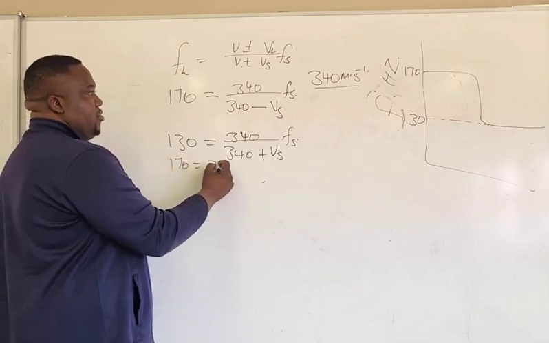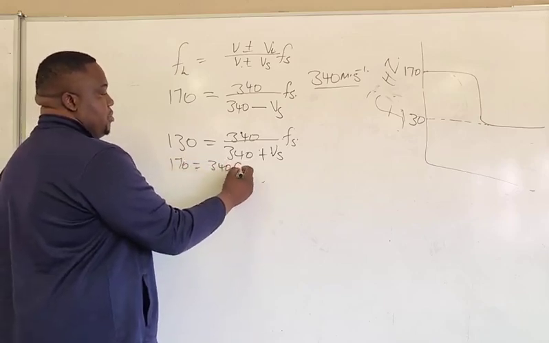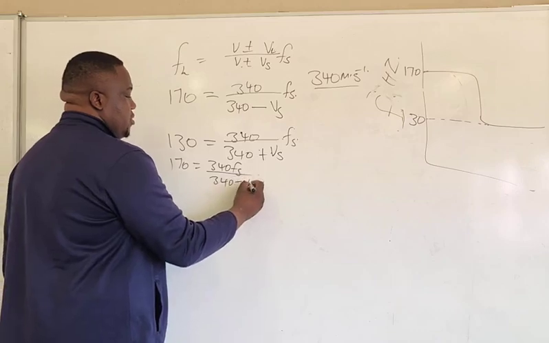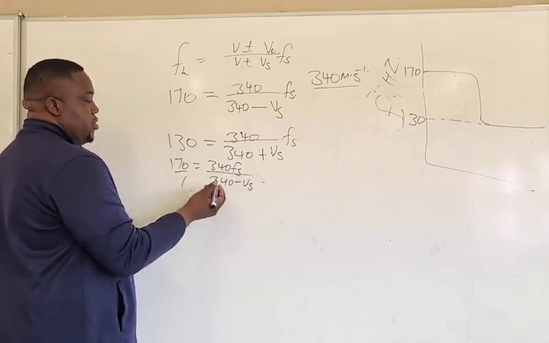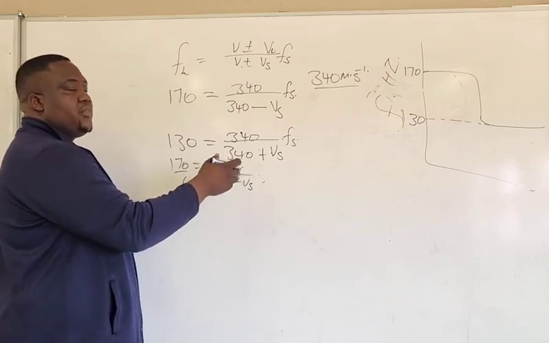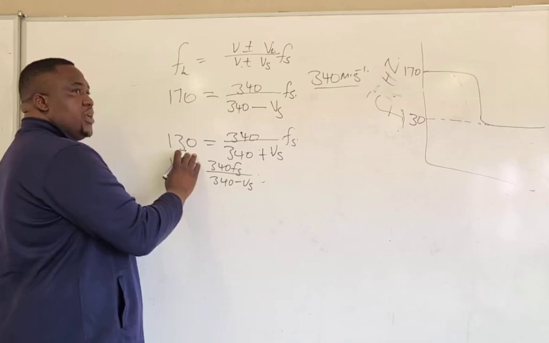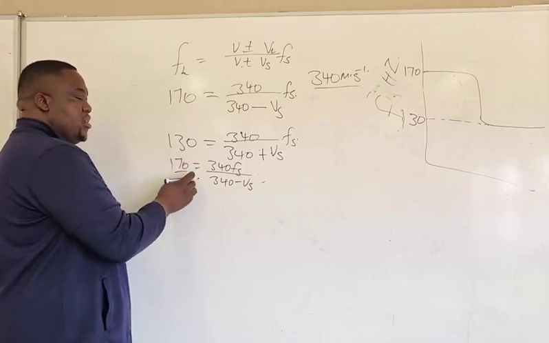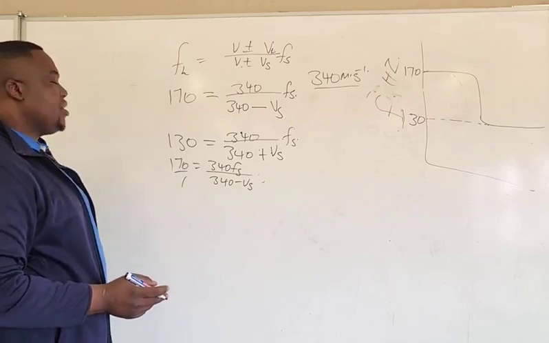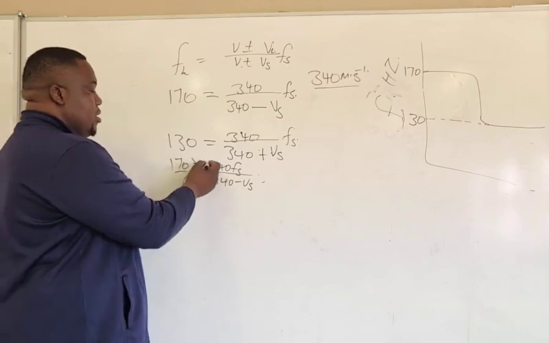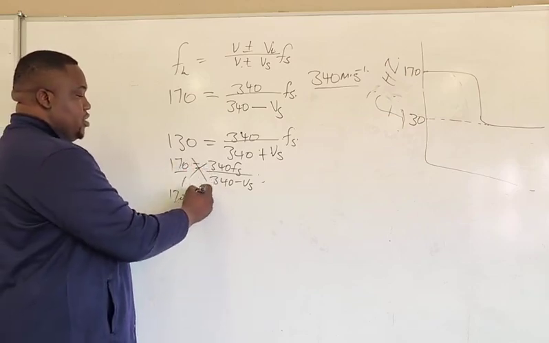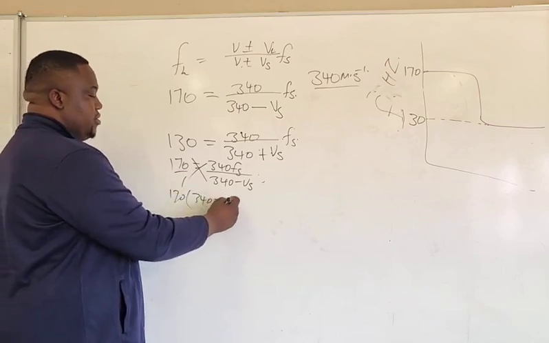170 is equal to 340 multiplied by the frequency of the source, over 340 minus the velocity of the source. I told you that when we have one part which is in fraction and the other is not, we make everything a fraction by writing over 1. Dividing by 1 is the same as doing nothing. Anything divided by 1 is equal to that number.